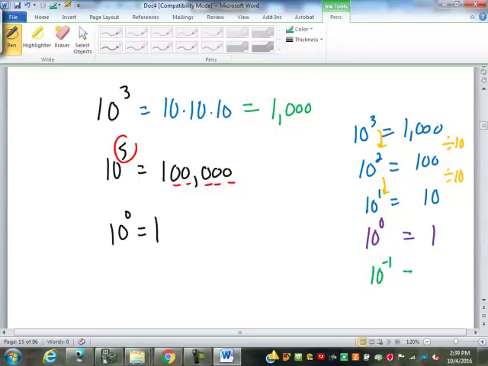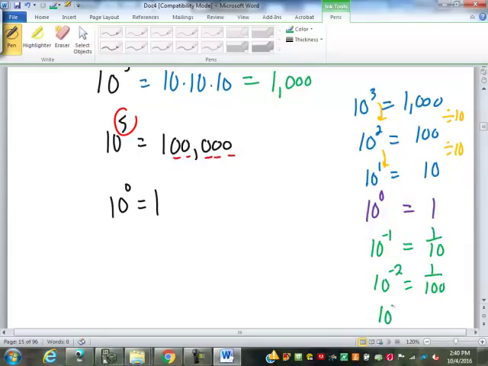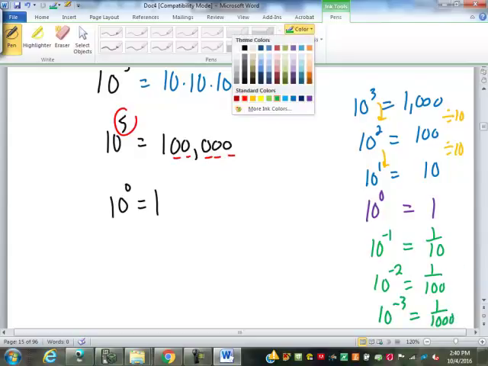What would 10 to the negative 1 be? Divide by 10 again. 1 divided by 10 would be 1/10. 10 to the negative 2, dividing by 10, would be 1/100th. 10 to the negative 3 is going to be 1/1000th. You'll see there is a correlation here.